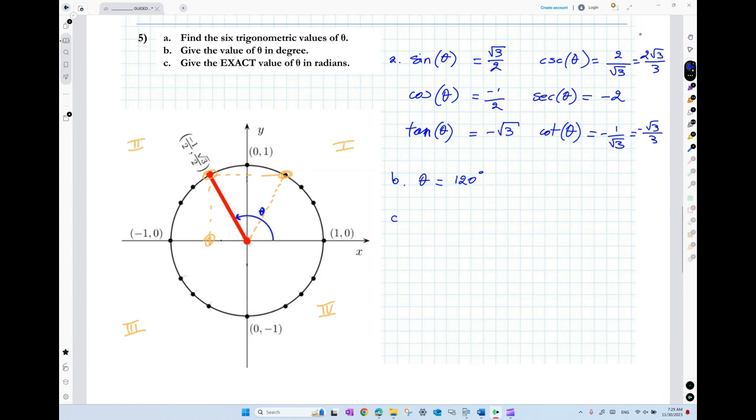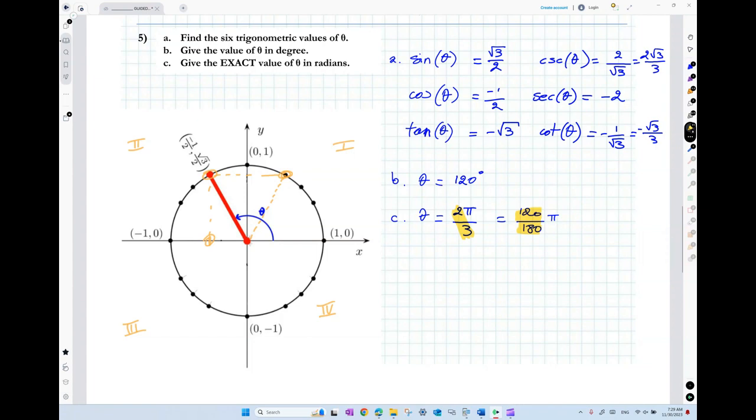Now, for C, give the exact value of theta in radians. So you may already know that this is just 2 pi over 3. And if you're hesitating, you can just divide the degree value by 180 and add pi. And you will have, if you reduce this fraction, 2/3.